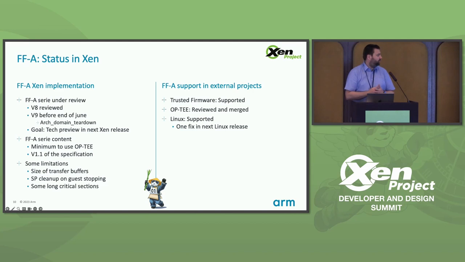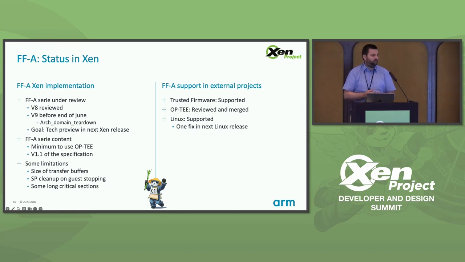The FFA series that we pushed currently has all the minimal support required so that you can use it with Opti. So it will be possible to keep the current support going to FFA in the future. It's supporting version 1.1 of the FFA specification. The 1.2 version is for the end of the year. It has some limitations. Some of them we will discuss after, but regarding the size of the transfer buffers, some cleanup problem when a guest is stopping abruptly, and some long critical sections, and the tech preview at the moment.